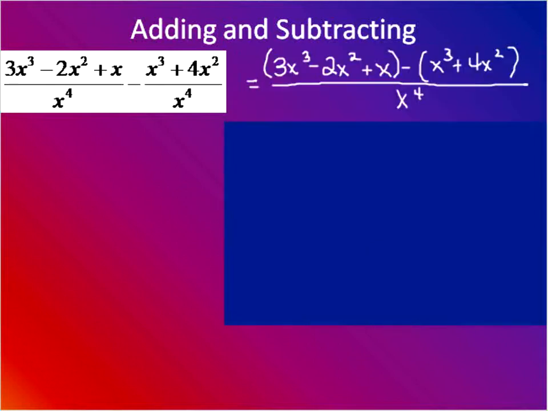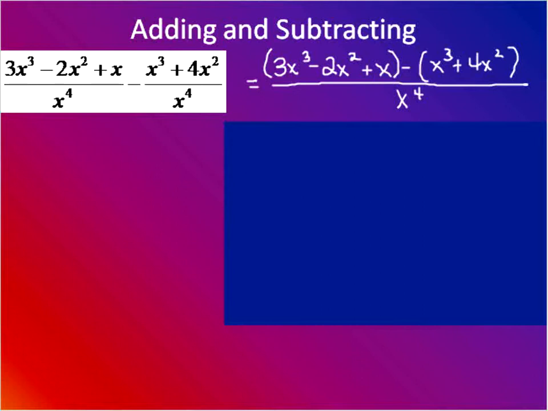So what we'll have is 3x cubed minus 2x squared plus x minus the quantity x cubed plus 4x squared divided by x to the fourth. Now notice that I put parentheses around this. It's not really necessary for this first polynomial, but it's definitely necessary for the second. Otherwise, you won't subtract the whole expression. So you need to put that there so that you remember to distribute the minus through the parentheses.